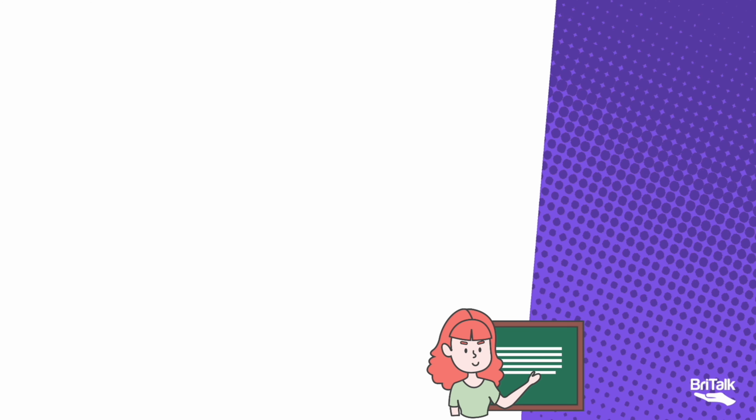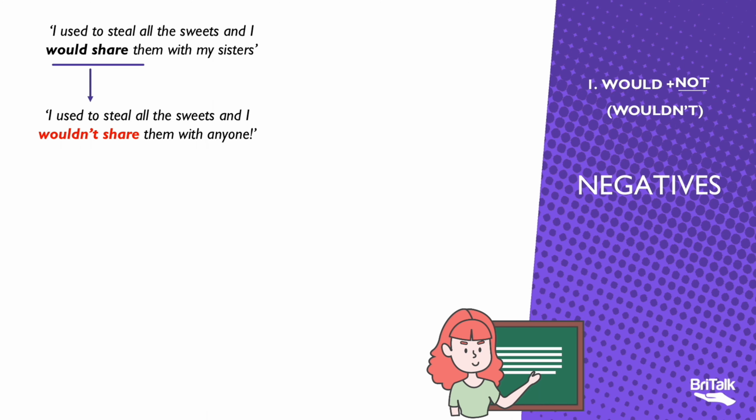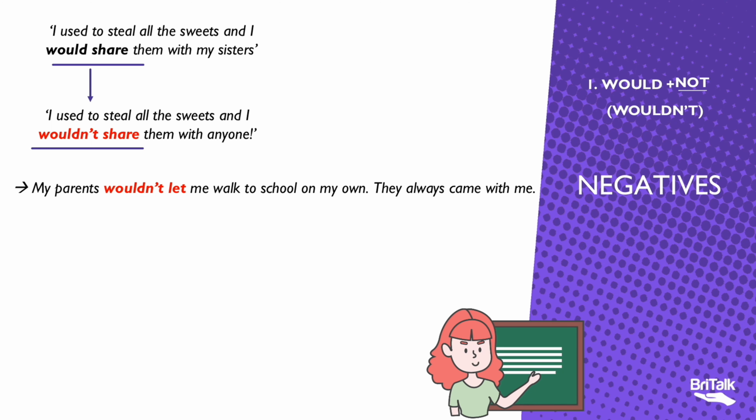Okay, so the last thing I want to look at is negatives with would, and there are two ways we can do this. So we can have would plus not, which is abbreviated to wouldn't. So for example, I used to steal all the sweets and I would share them with my sisters. If we want to turn this into a negative, we can say I used to steal all the sweets and I wouldn't share them with anyone. Okay, so here are some more examples. My parents wouldn't let me walk to school on my own. They always came with me. Or if we had an argument, we wouldn't talk to each other for hours afterwards.